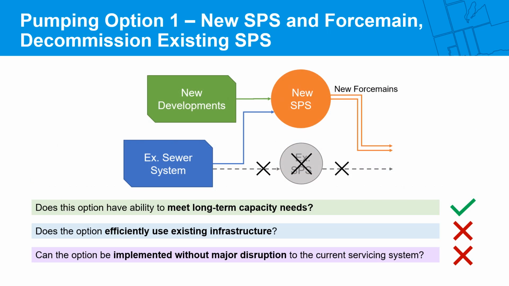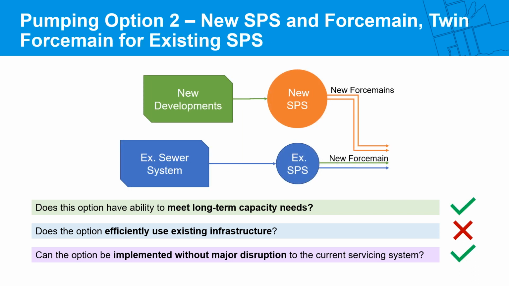Pumping option 1 involves constructing a new SPS and Forcemain and decommissioning the existing River Street SPS. This option meets long-term capacity needs. However, it does not efficiently use existing infrastructure and cannot be implemented without major disruption to the existing sanitary sewage system.